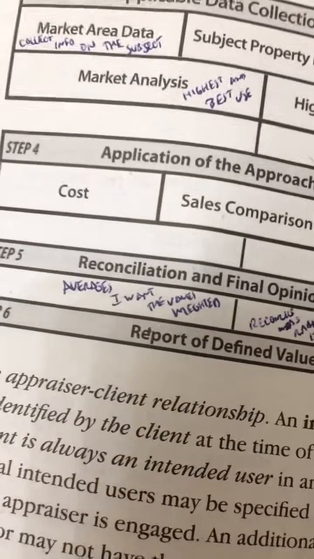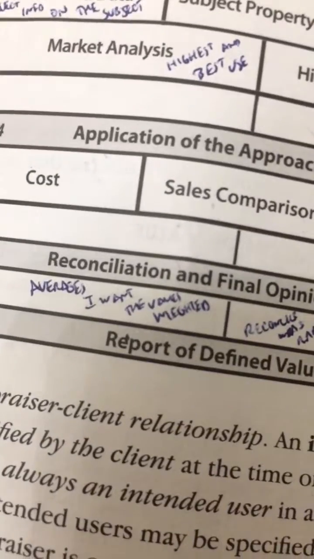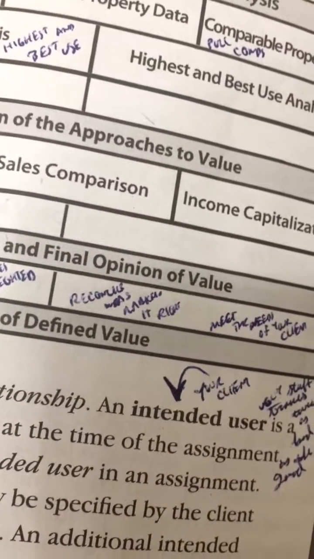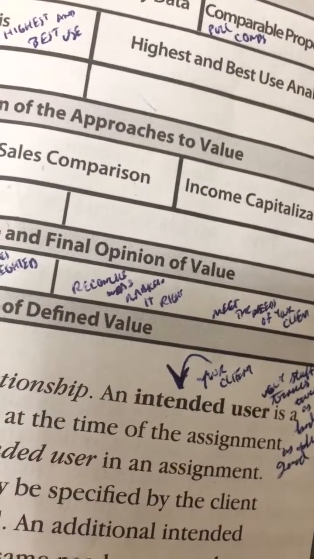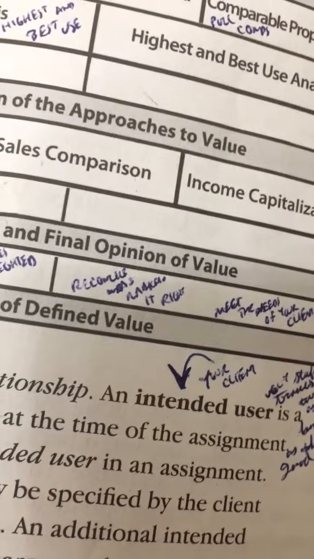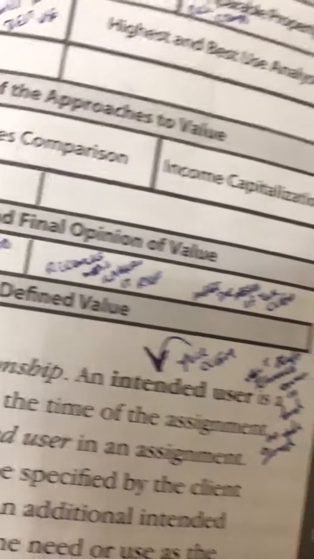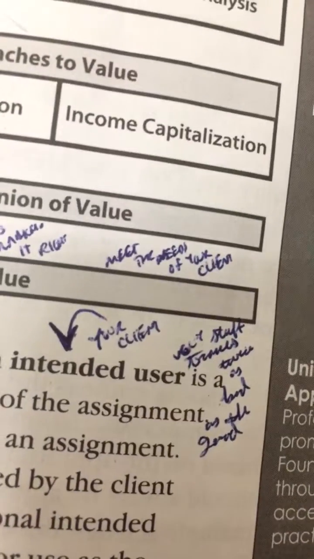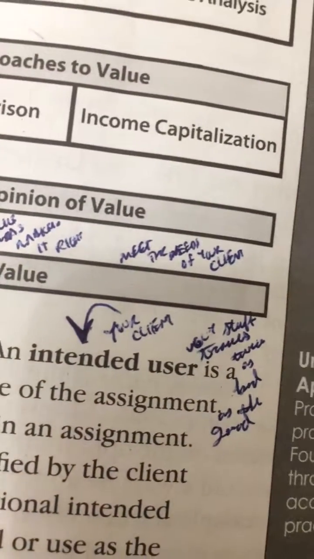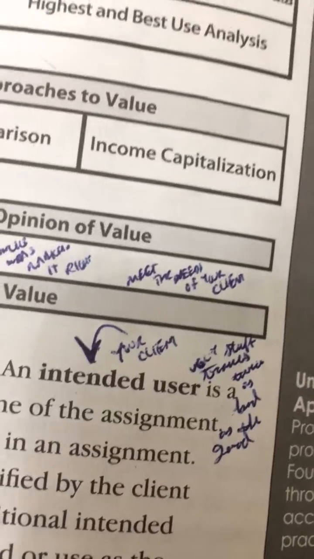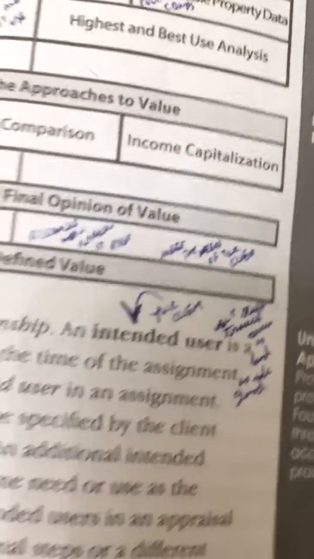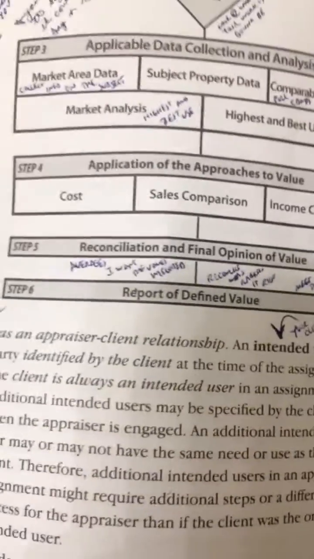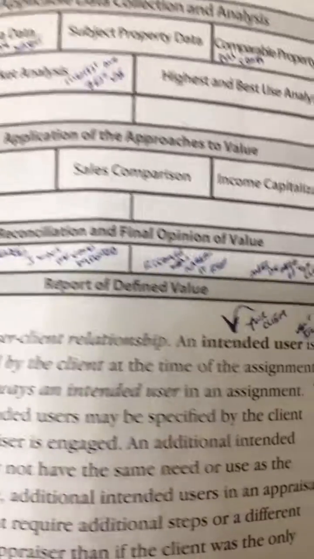Averages, I want the values weighted, extra note. Reconcile something, I can't really tell, make it right, I don't know. An extra note, meet the needs of your client, extra note. And then finally, step number 6, report of defined value.